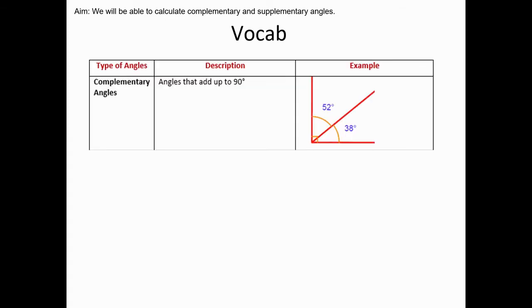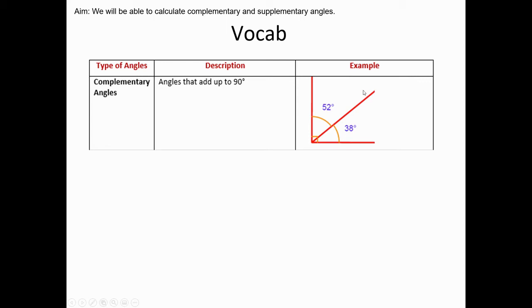So to show what a complementary angle is is very simple. It's just two angles that add up to 90 degrees. So here's an example right here of a beautiful 90-degree angle, and that's represented by a square right here. And if you add 52 plus 38, you'll get exactly 90 degrees. And that's all there is to a complementary angle.